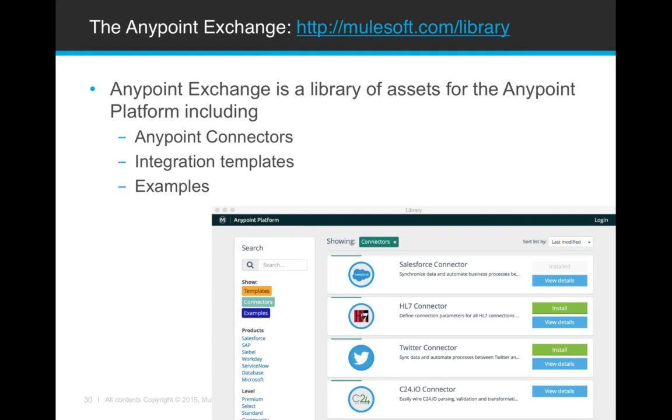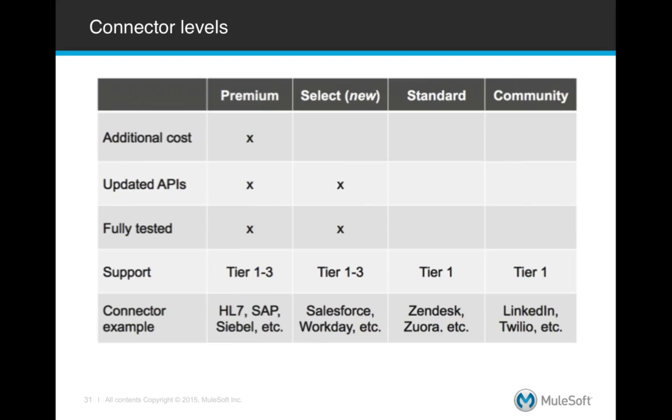The Anypoint Exchange is basically a library of assets for the Anypoint platform. Not only does this exchange include connectors, but it has great templates for integration examples and also just great little tutorials and things like that around building Mule apps. So if you haven't checked out the Exchange, you can head to mulesoft.com/library and take a look now. But I'll also show you how to access it in Studio.